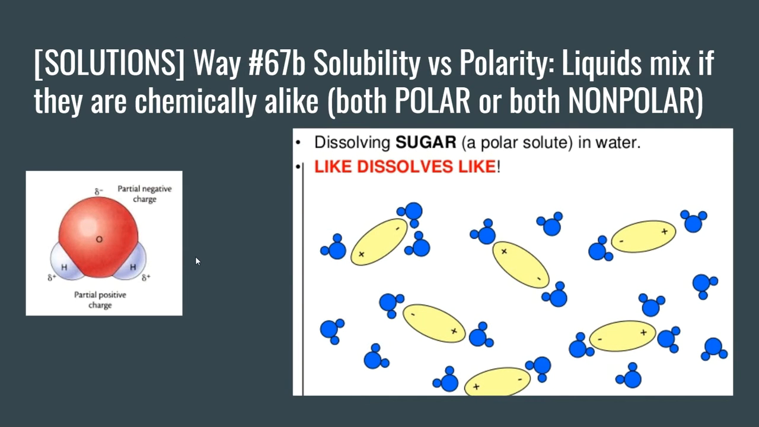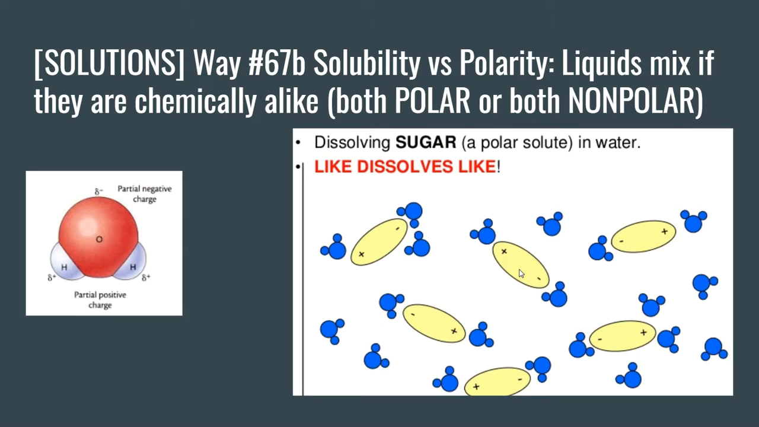Now, if you try adding a polar substance to water, notice that the negative side of that polar substance, indicated by this yellow ellipse, is going to be attracted to the positive side of water, whereas the positive side of the polar substance is going to be attracted to the negative side of water. This is what allows a polar substance to dissolve within water.